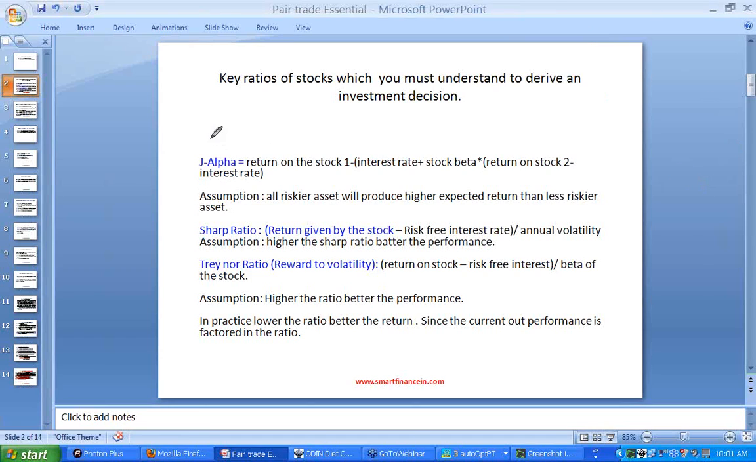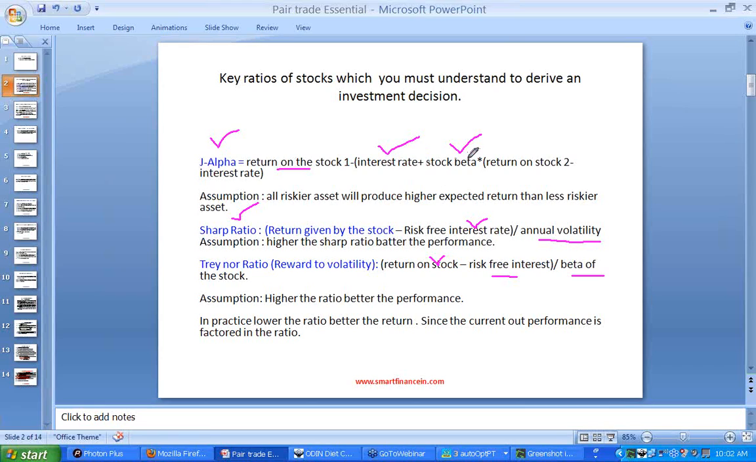We are taking Jensen's alpha. This is the formula for the Jensen's alpha. Interest rate is a part, and beta is implemented in that. Sharpe ratio: interest rate is a part and annual volatility is a part in this formula. Treynor ratio: beta of a stock, interest rate and return of the stock produced. So these three ratios, let us see what they do internally.